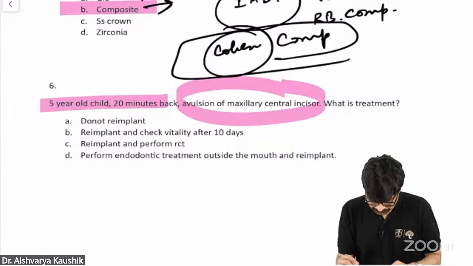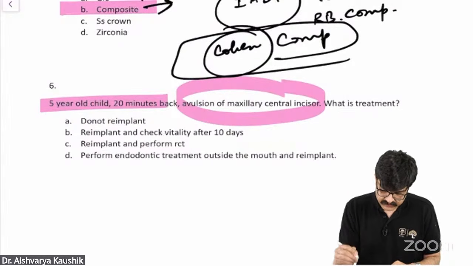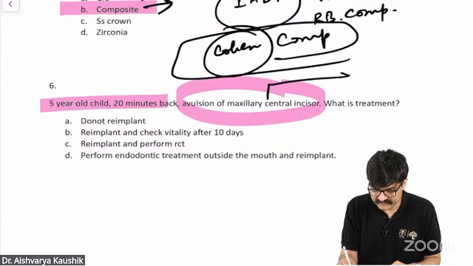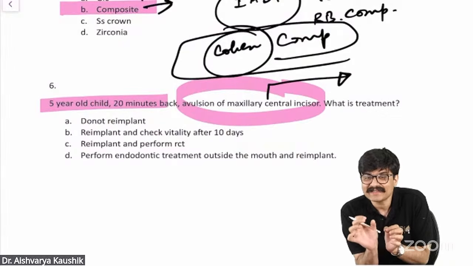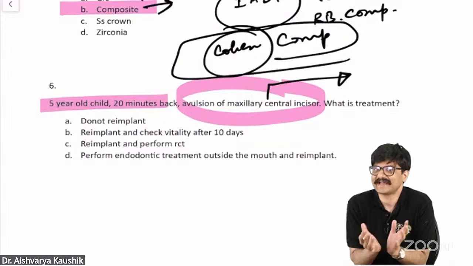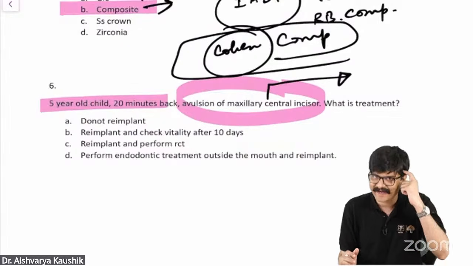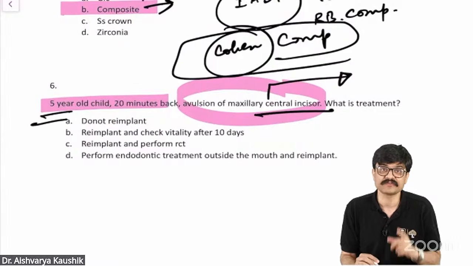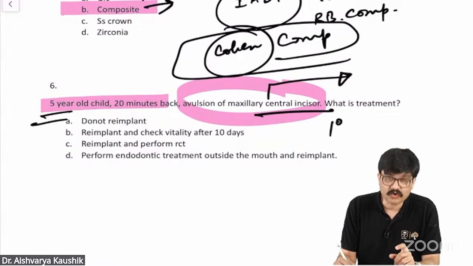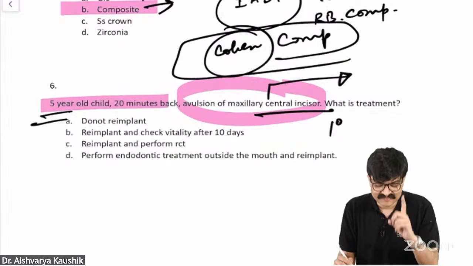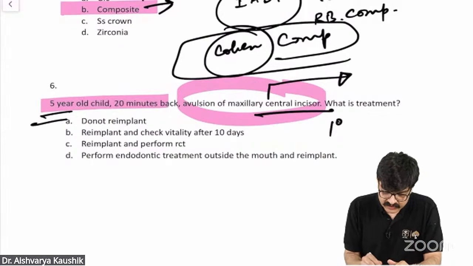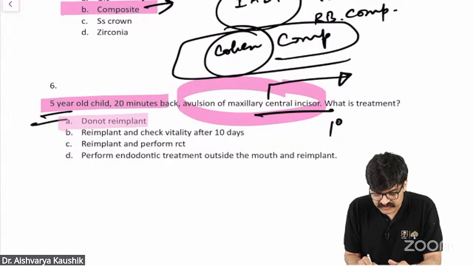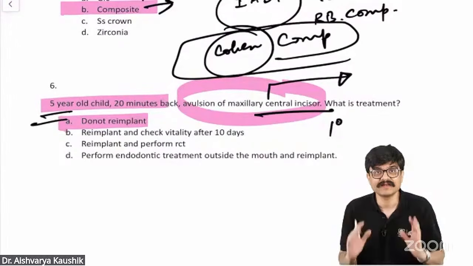The other trick here is that the examiner, in very clear terms, does not mention whether it's a deciduous or a permanent tooth. So you have to apply your head here. It's a 5-year-old child, guys, and he's just mentioned central incisor. So this is a primary or deciduous tooth, and it is not supposed to be reimplanted. So guys, just forget about the other options here. Simple answer: do not reimplant.